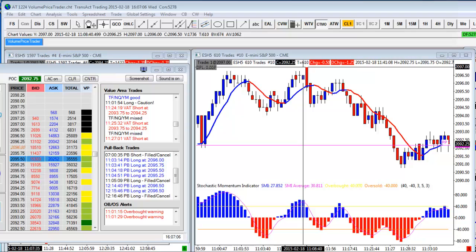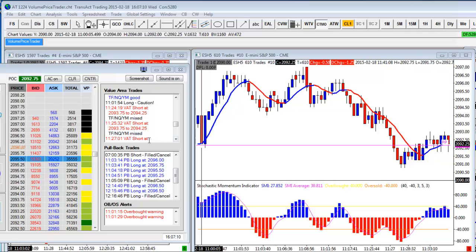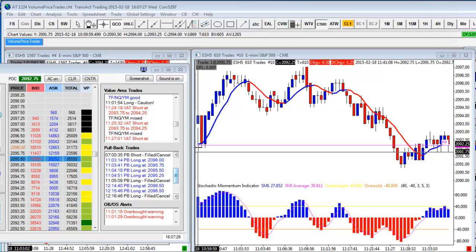Everybody. Today I'd like to go over the pullback trades, which are signals that will occur in this box over here in the module. These happen at a lesser frequency than the value area trades, and actually a significant portion of them get turned off before they can actually get filled or work to fruition. So let me go over a little bit of how those work.